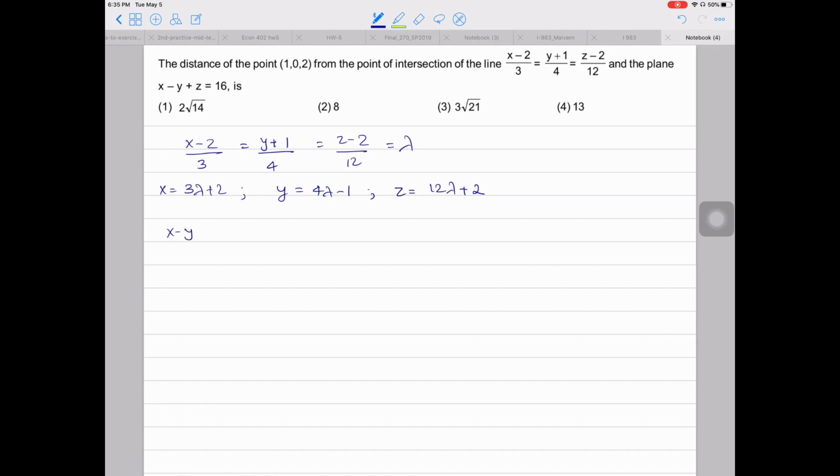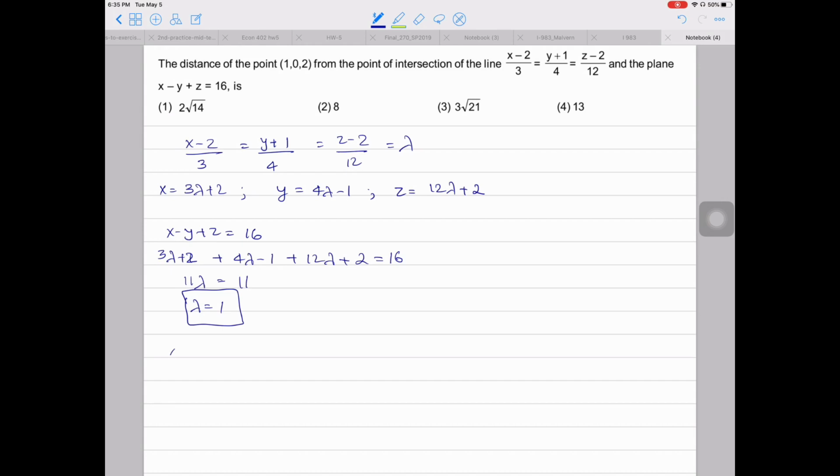So x minus y plus z equals 16. 3 lambda plus 2 plus 4 lambda minus 1 plus 12 lambda plus 2 equals 16, which gives us 11 lambda equals 11. So we have lambda equals 1. So we know the point of intersection of the line and the plane.